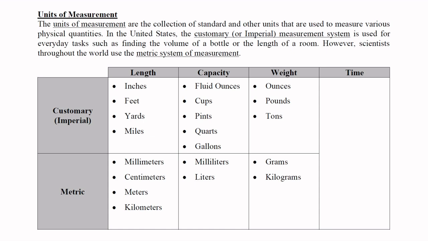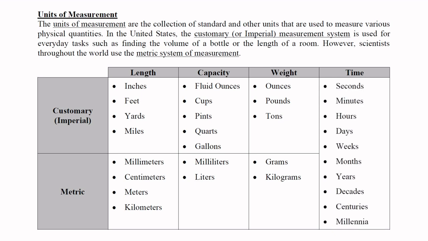Now, for time, that's going to be the same for both, okay? And there, of course, is a big stretch between seconds and millennia and everything in between. You've got seconds and minutes and hours, days turn into weeks and into months, go into years, go into decades, which is every 10 years. Centuries is 100 years, and a millennia is 1,000 years.